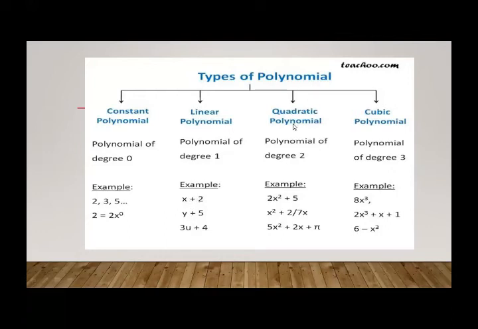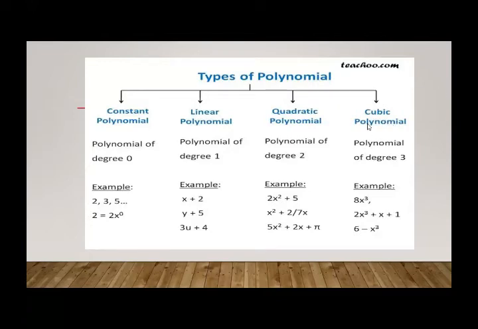Then quadratic polynomial. Quadratic polynomial means the polynomial of degree 2, means the highest exponent will be 2. The examples are 2x square plus 5, x square plus 2 upon 7 into x, 5x square plus 2x plus rt plus y. Here we see the highest exponent of each one is 2. So they are the examples of quadratic polynomial.